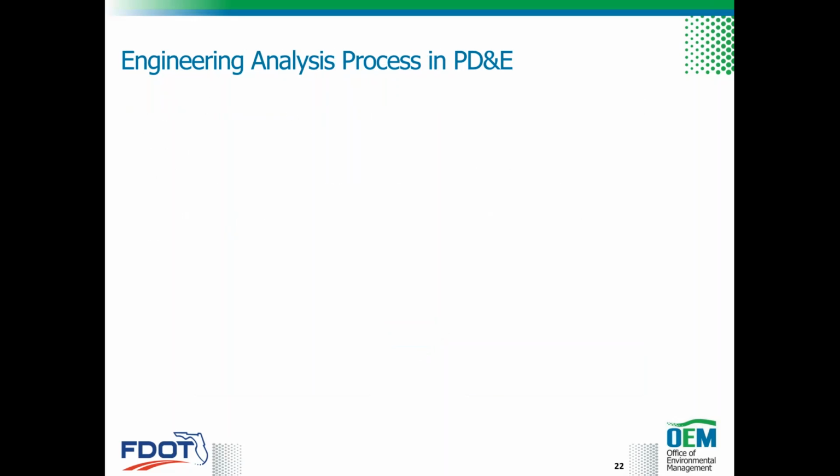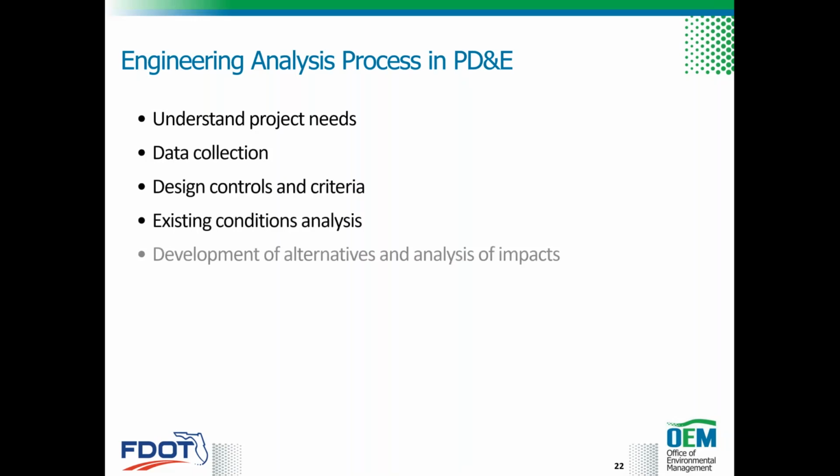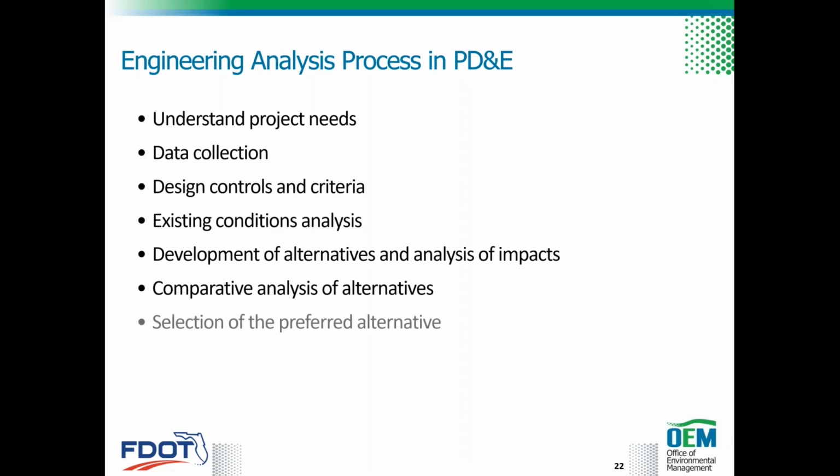And now I'm going to show you the steps in the engineering analysis process and the preparation of associated documentation. So we need to understand the project needs, of course, the data collection, establishment of design controls and criteria, conducting an existing conditions analysis, develop alternatives and evaluation of their performance and impacts, compare the analysis of alternatives, or evaluate the alternatives. And finally, the selection of the preferred alternative.